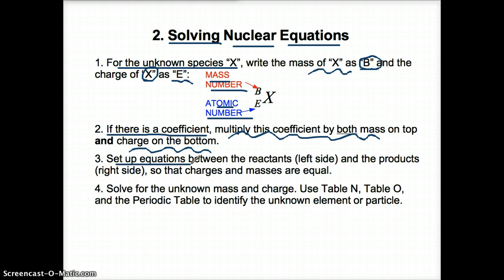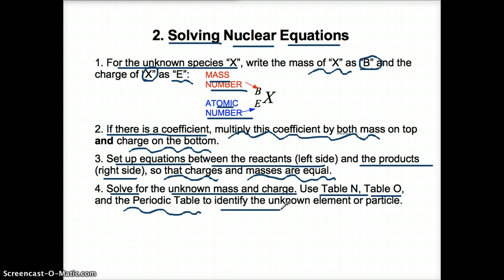Step 3, you have to then set up equations between the reactants on the left side and the products on the right side so that the charges on the bottom and the masses on the top are equal on both sides, so that you can solve for them. And in step 4, you have to solve for the unknown mass and charge, and then use table N and O if it's one of the nuclear emission particles, or use the periodic table if it's an element based on the atomic number, to identify the unknown element or particle. For the most part, the charge will tell you everything. The charge using table N or O will let you identify the nuclear emission, and the charge, also serving as the atomic number, can also help you find the element on the periodic table that you need to use for the symbol for the unknown element or particle.